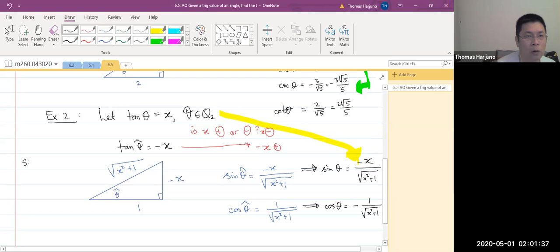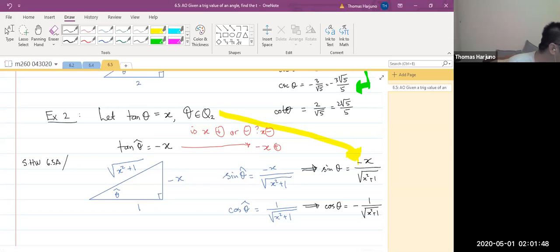Suggested homework for this 6.5a will be number 1 to number 13.